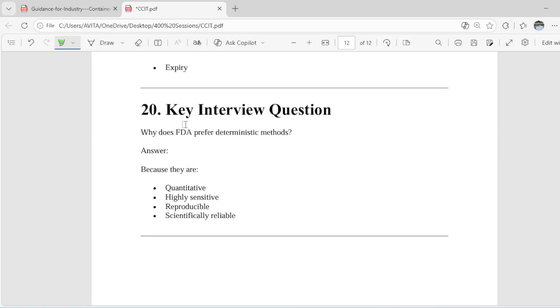Last, we have a key interview question. If you are going for an interview for a regulated role, then you might come across questions like, why does FDA prefer deterministic methods? The answer could be that you could explain it's quantitative, highly sensitive, reproducible, scientifically reliable, and that's why FDA accepts this.